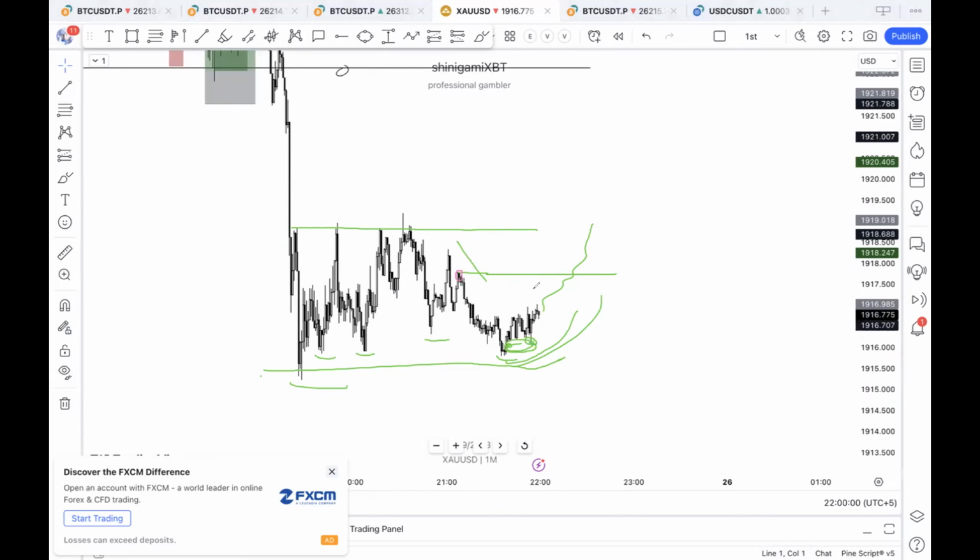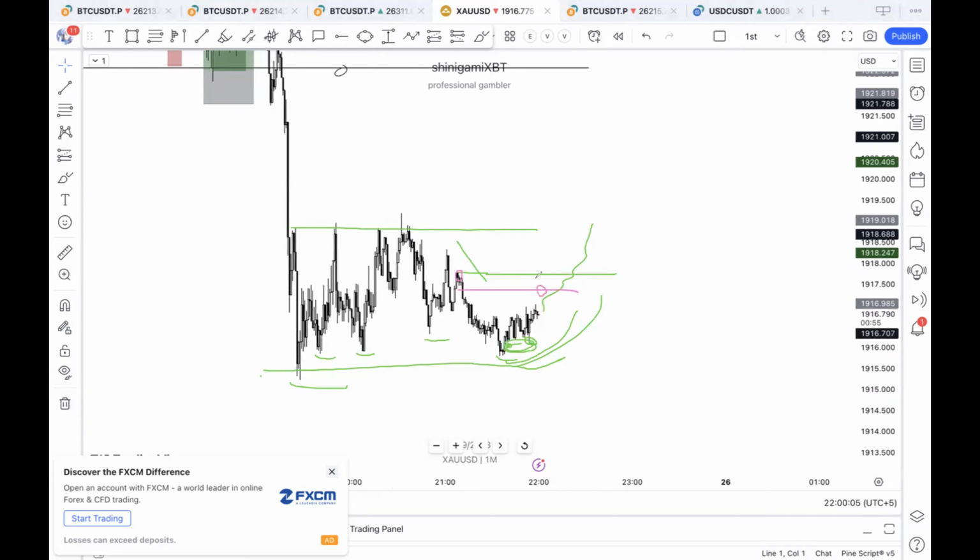What you particularly want to do is take partials at this POI here, because what price could do is front run your partials and come back down. Breaking this high would probably just lead it to go a bit higher, then come back. An indication is that the bears won't let you break that high, really.